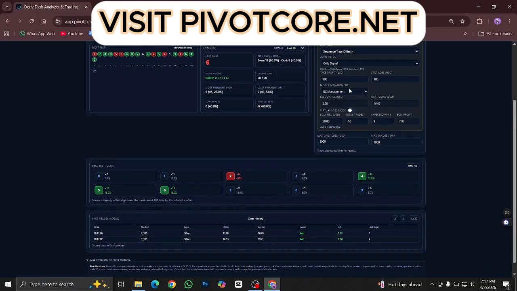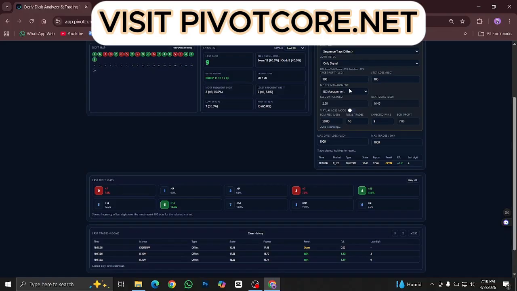I have my Deriv account linked up, my stake amounts are set, and my parameters are locked in. Look at how clean and intuitive the Pivotcore interface is. I am firing up the bot right now. Notice how instantly it analyzes the market ticks and executes that very first trade. And just like that, boom, there's our first win. It's completely hands-free. I'm not doing anything.